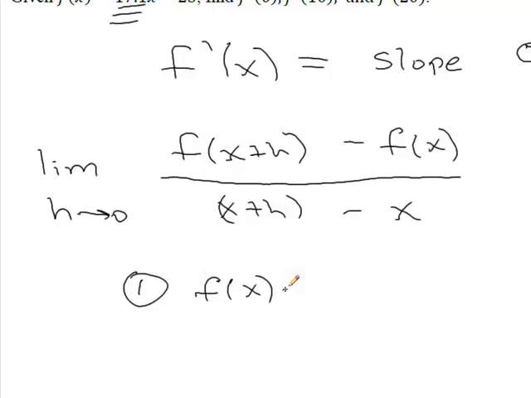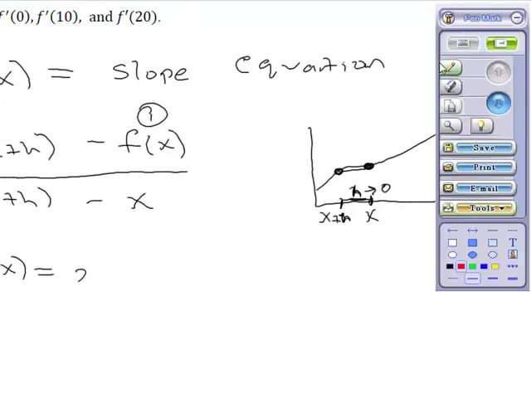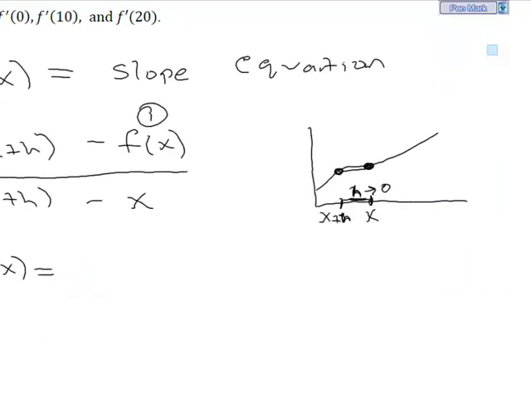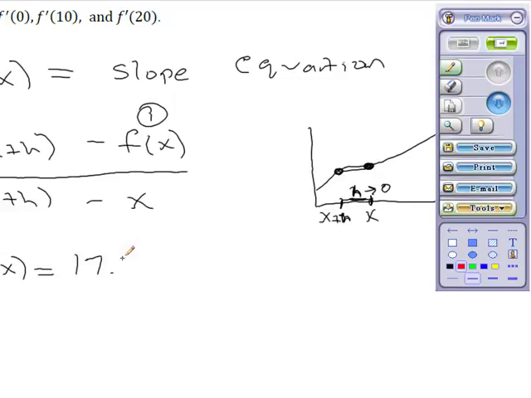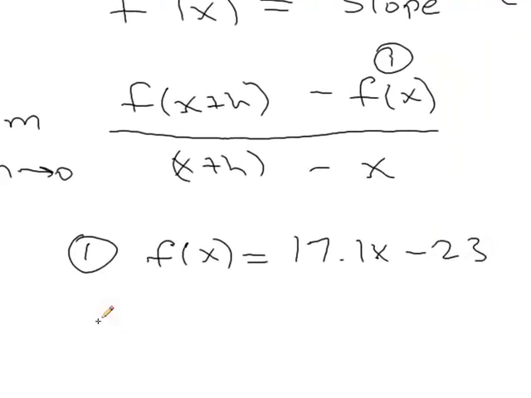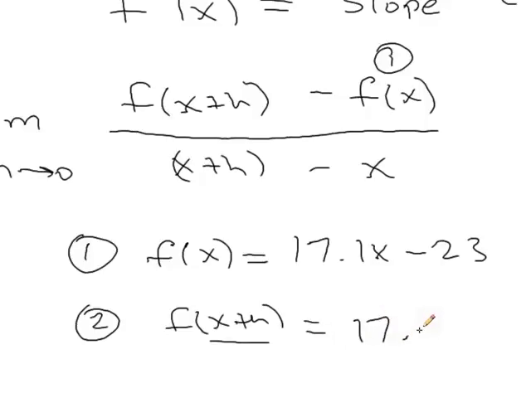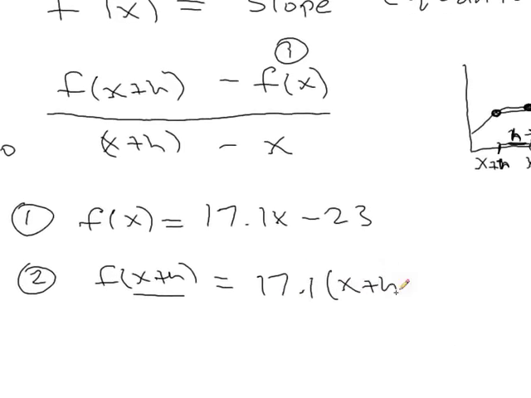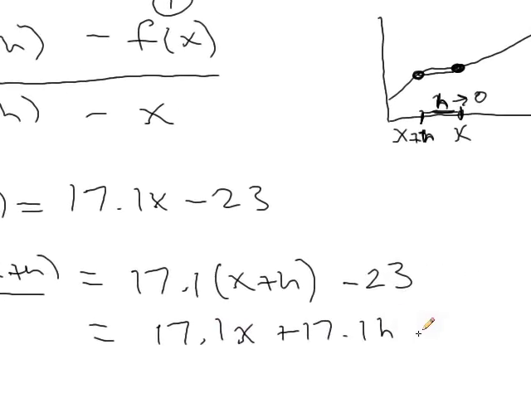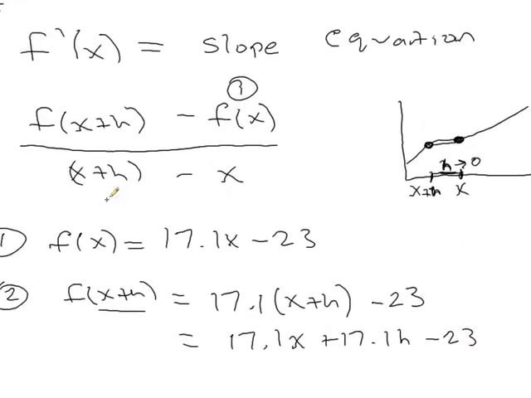We already know f of x, that's an easy one. That's just going to be the function that we have, 17.1x minus 23. And then f of x plus h, well, that asks us to replace x with x plus h. So anywhere I see an x, I'm going to replace it with an x plus h. So there's an x plus h, minus 23. And I will go ahead and distribute: 17.1x plus 17.1h minus 23. And now that's about as far as I can take it.